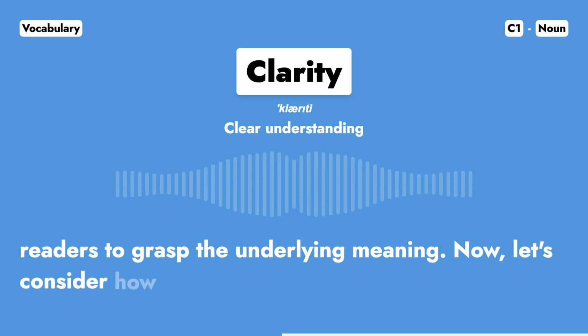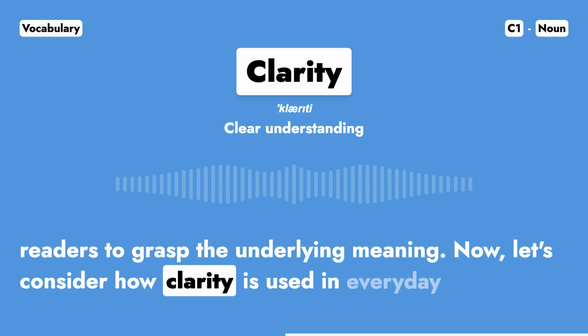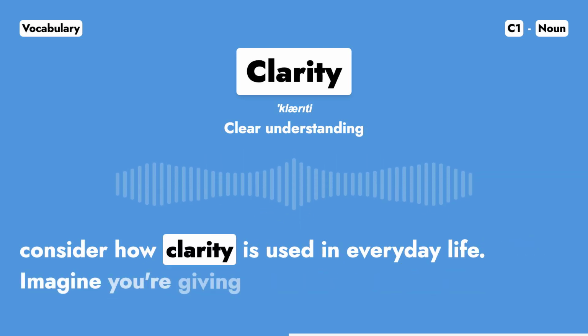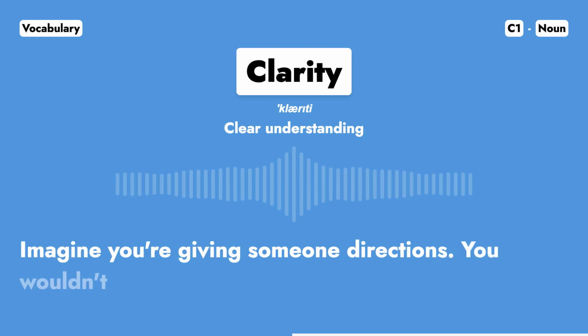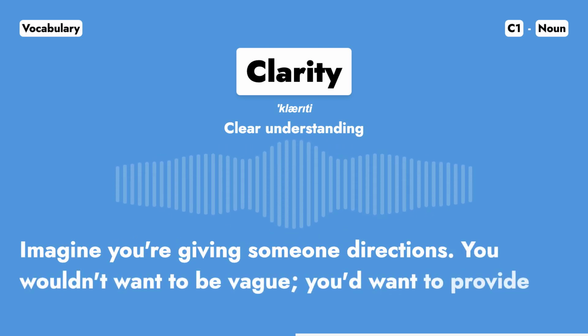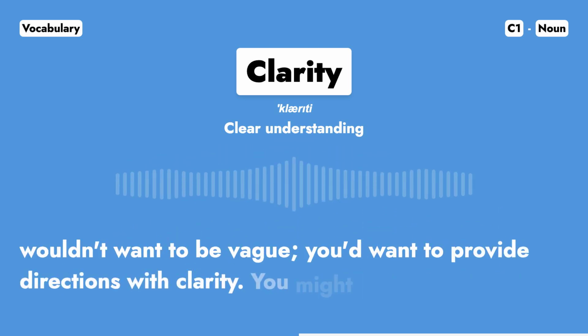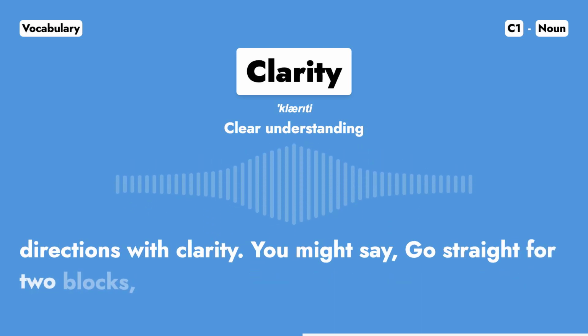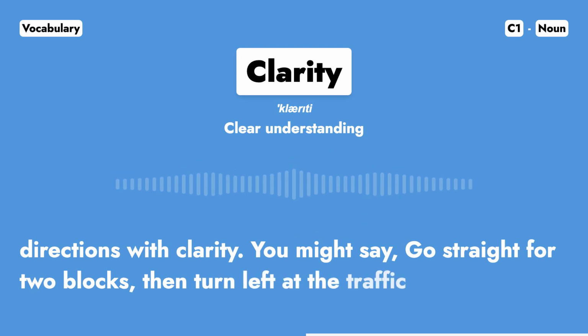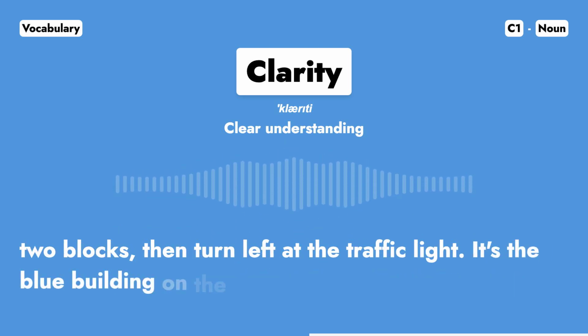Now, let's consider how clarity is used in everyday life. Imagine you're giving someone directions. You wouldn't want to be vague. You'd want to provide directions with clarity. You might say, "Go straight for 2 blocks, then turn left at the traffic light. It's the blue building on the right."